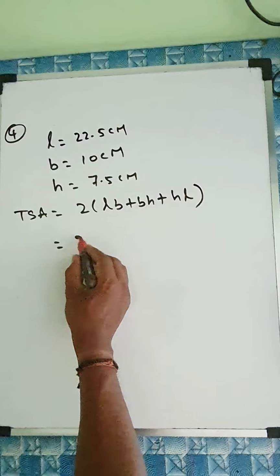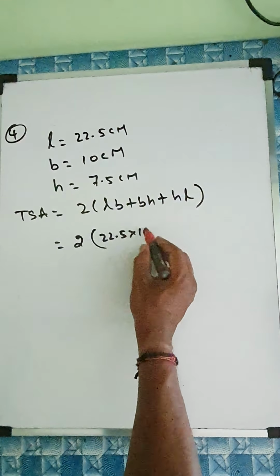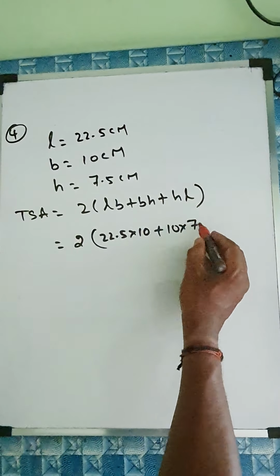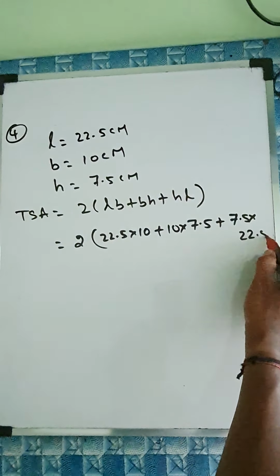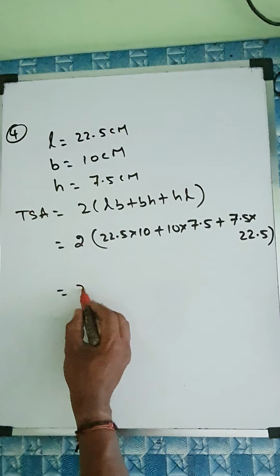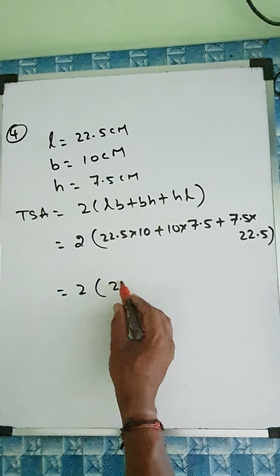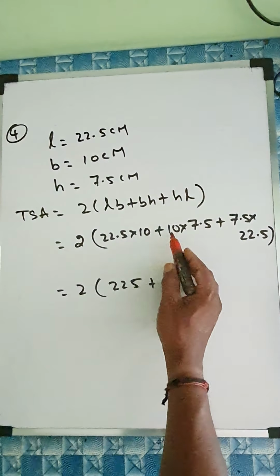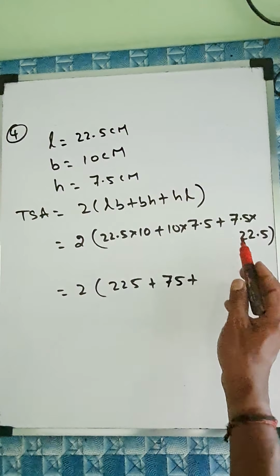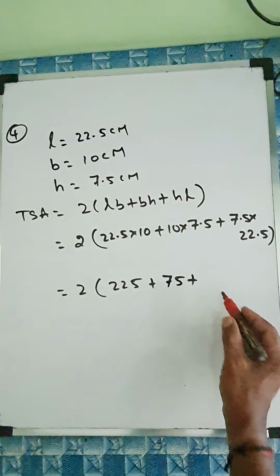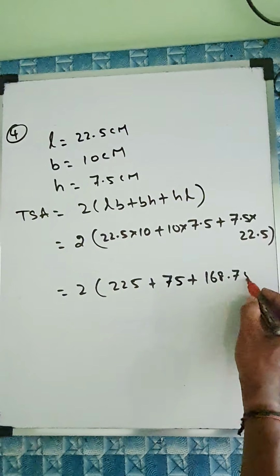Okay, so 2 bracket length is 22.5 into 10 plus 10 into 7.5 plus 7.5 into 22.5. Okay, so 2 into 22.5 into 10 is 225, point is cancelled. Again 10 into 7.5 is 75, point is cancelled. Okay, and 7.5 into 22.5, so 168.75.